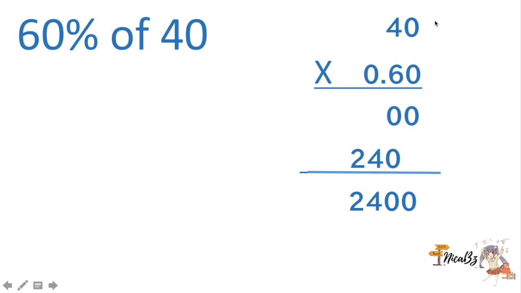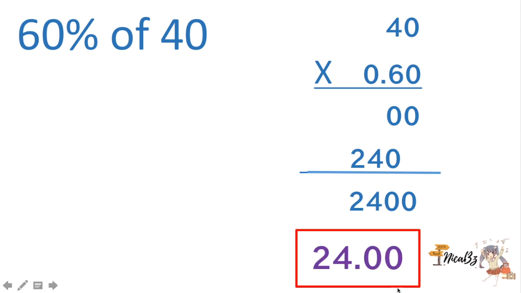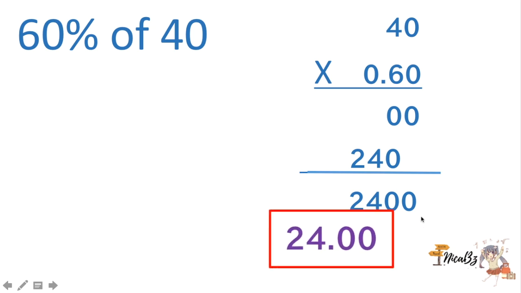60% of 40. Traditionally, we are taught this process of getting percentages wherein we multiply the given number with the decimal version of the given percentage. In here, we multiply 40 with 0.60 to get the answer that is 2,400. Then, we move 2 decimal places to the left to get the final answer that is 24.